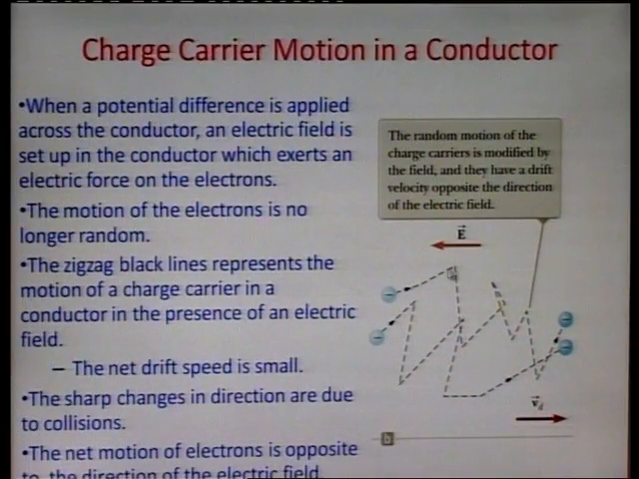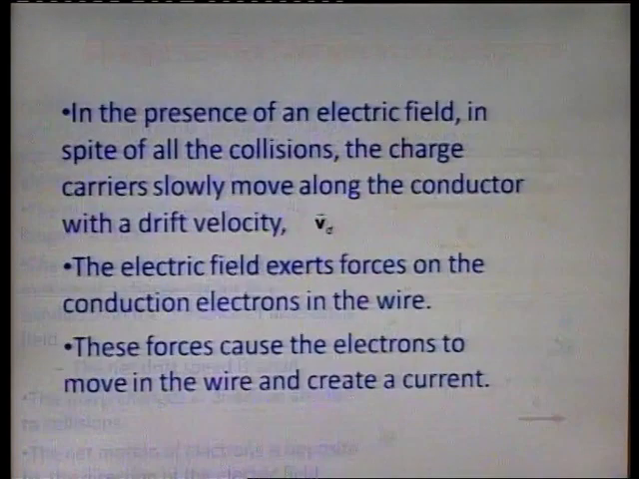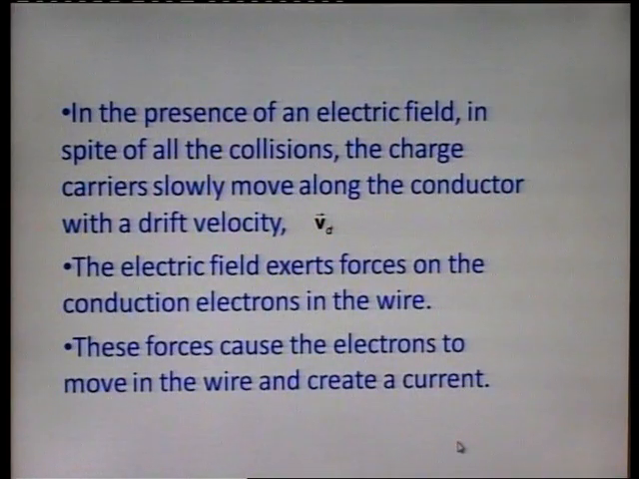Now, the net drift speed is small. If you see here, there are sharp changes in the direction. This is because there have been collisions at these points. The charge was moving this way, it immediately moves this way. This change in direction is because of the collision with the ions or atoms or with other electrons. Net motion of electrons is opposite to the direction of the electric field. In the presence of an electric field, in spite of all the collisions, the charge carriers slowly move along the conductor.